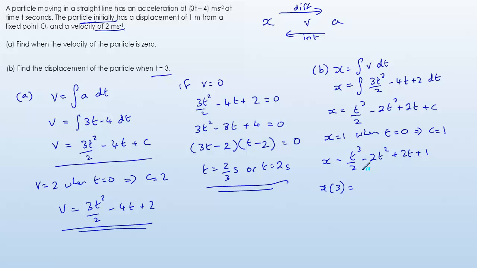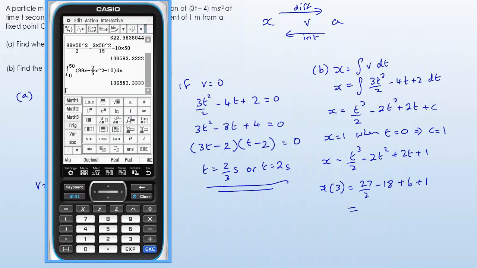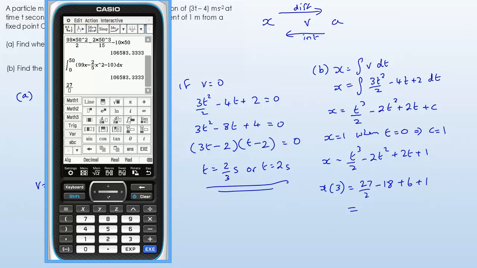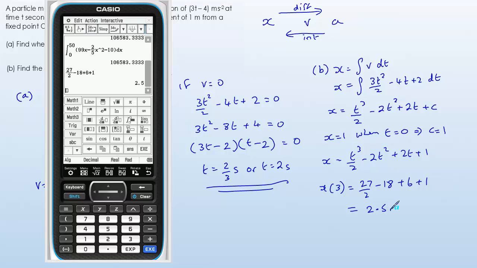And that's going to be 27 over 2, take away 18, add 6, add 1. Let's just calculate that. So we've got 27 over 2 minus 18, add 6, add 1, and that is 2.5 meters.